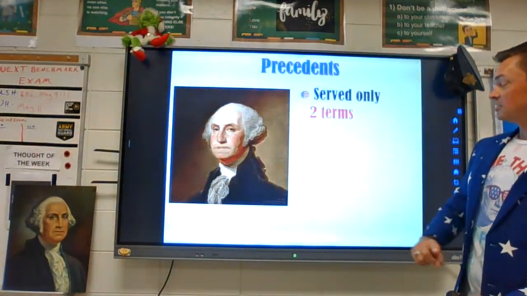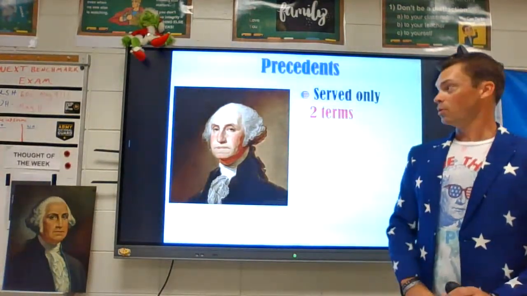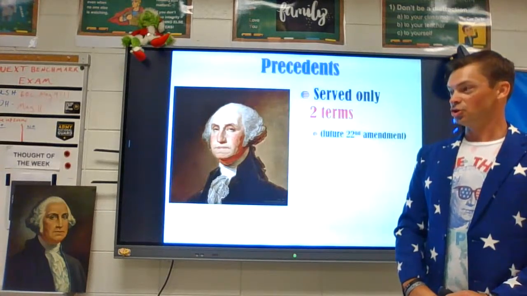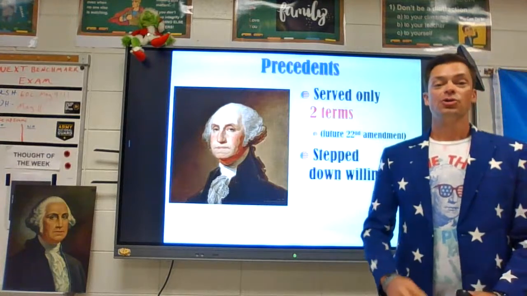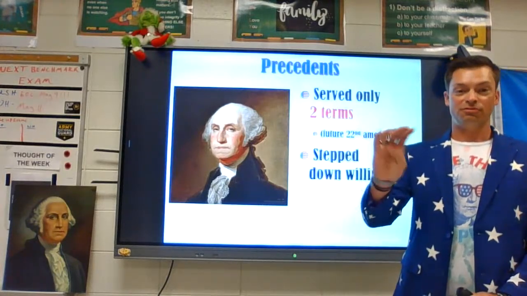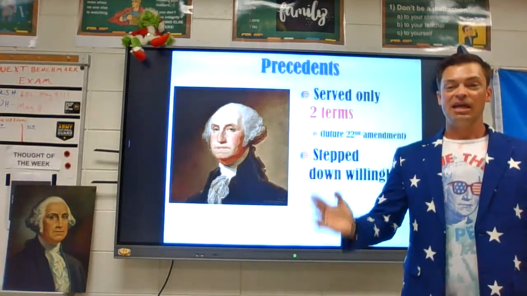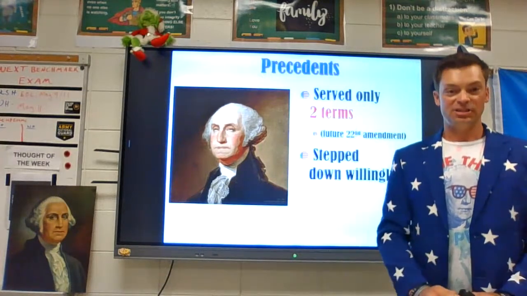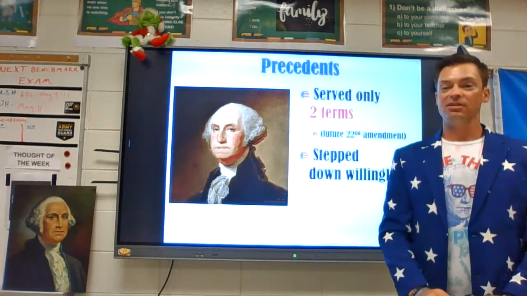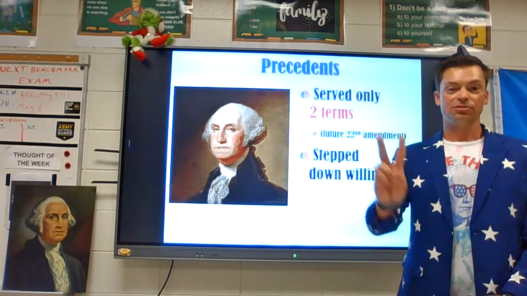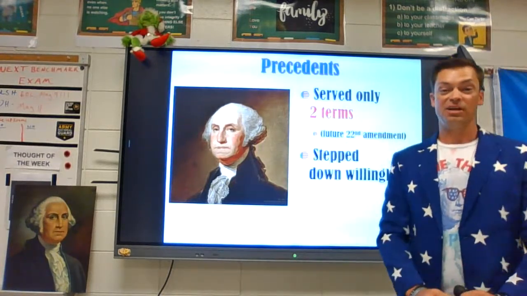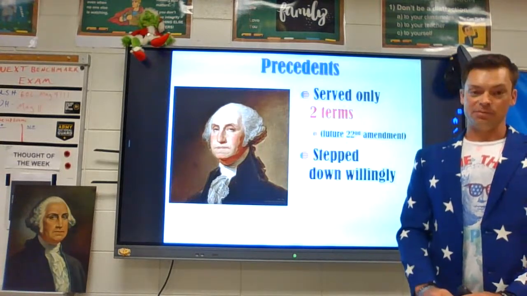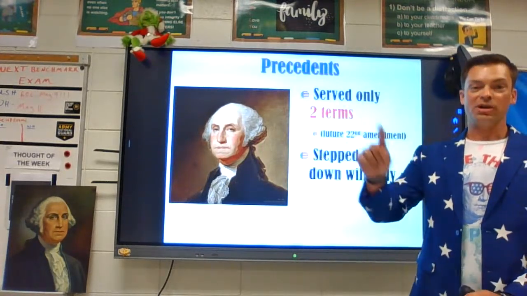Moving on with precedents, very important is that George Washington serves only 2 terms as president. 2 4-year terms, so 4 plus 4, that's 8 years. He did not have to step down. The Constitution did not say a president only serves 2 terms. Now today, and you'll see on your notes, on the slides and on the screen, the president is limited to 2 terms by the 22nd Amendment.